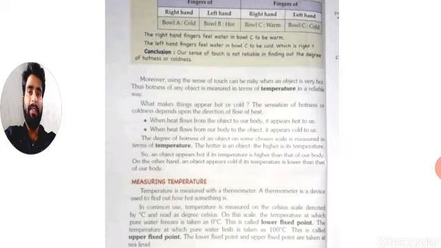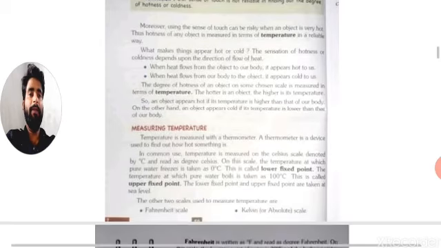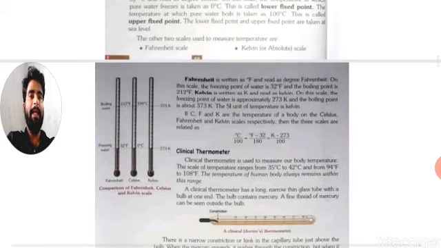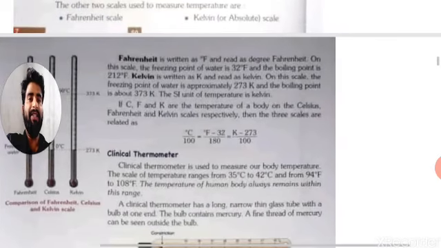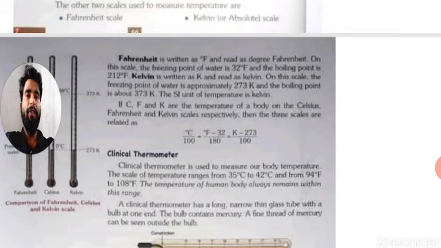Third one is the Kelvin scale. We can also measure the temperature in Kelvin scale. Reading of the Kelvin scale is 273 Kelvin, not degree. We cannot use degree in the Kelvin. 273 Kelvin to 373 Kelvin. So here one formula is here. That means this is the formula of converting degrees Celsius to Fahrenheit, Fahrenheit to Kelvin. This formula is very important.